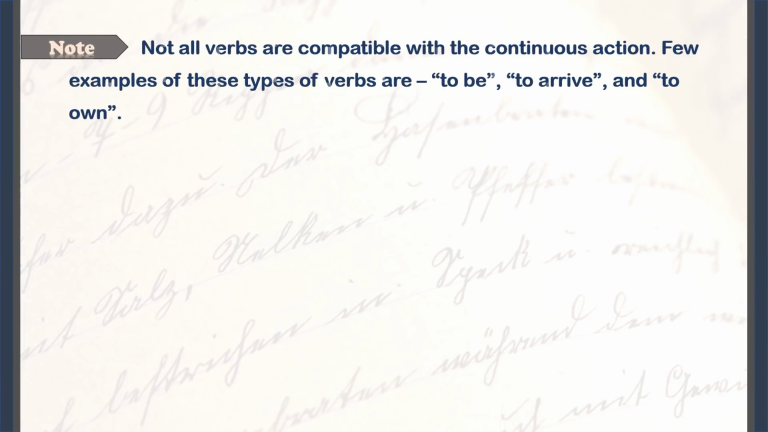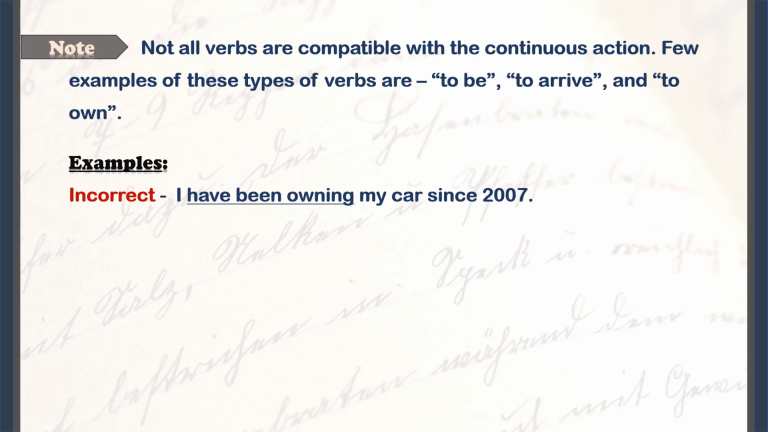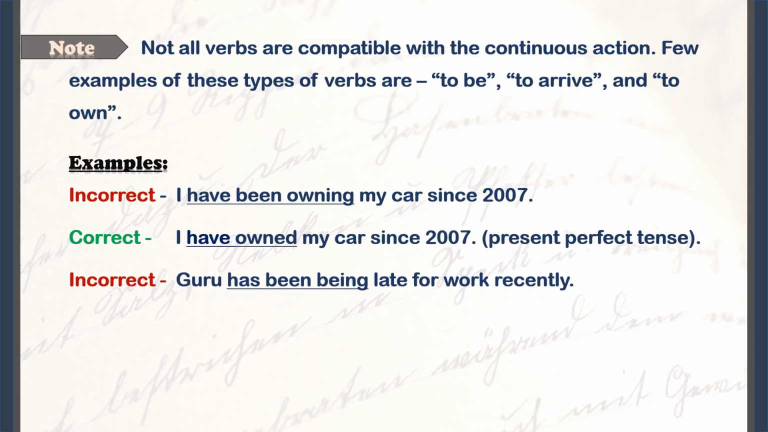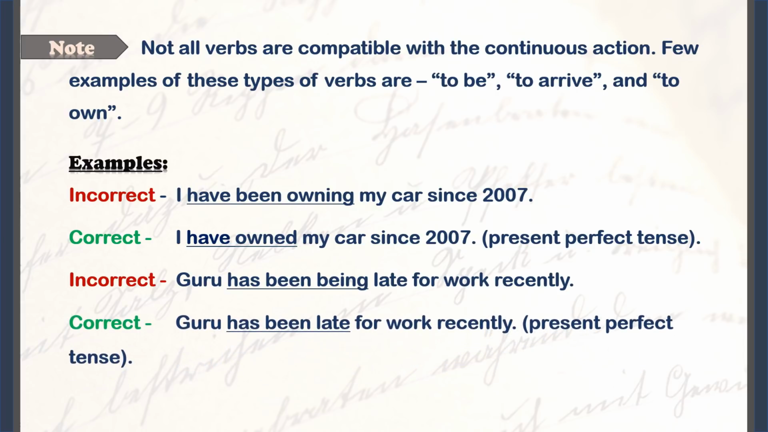Please note that not all verbs are compatible with continuous action. Few examples are to be, to arrive, and to own. For example, I have been owning my car since 2007. The sentence is incorrect. The correct sentence is I have owned my car since 2007.